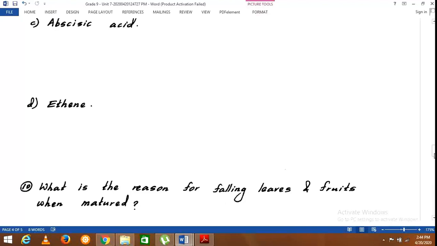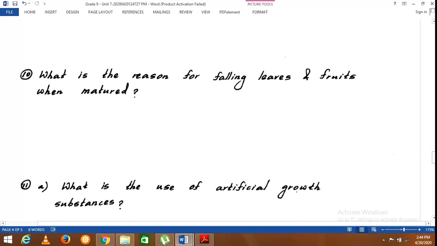So this is a brief description about the plant growth substances. You can learn a lot other than these, but we are doing this according to the syllabus of grade 9. And the 10th question asks, what is the reason for falling leaves and fruits when matured?